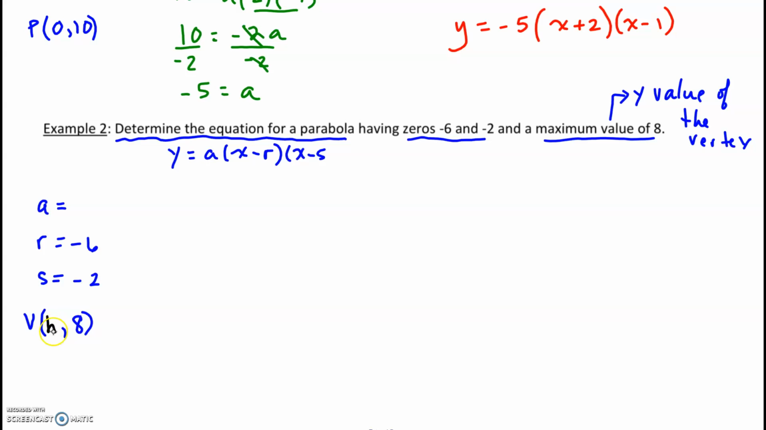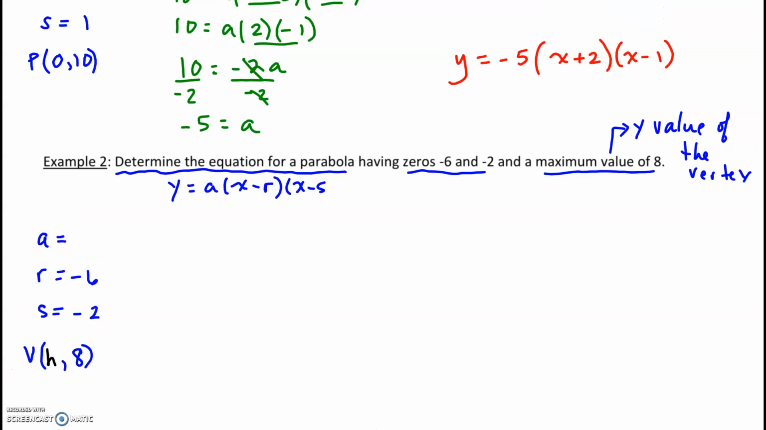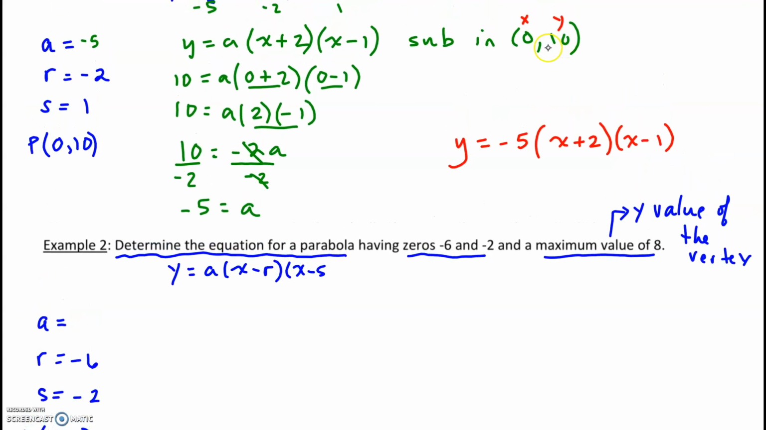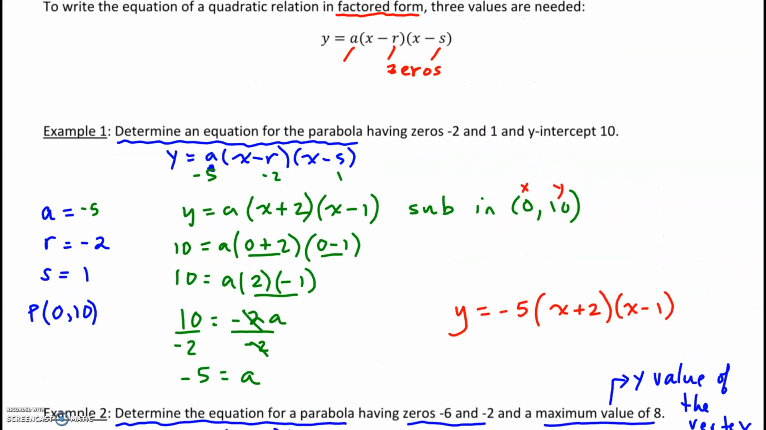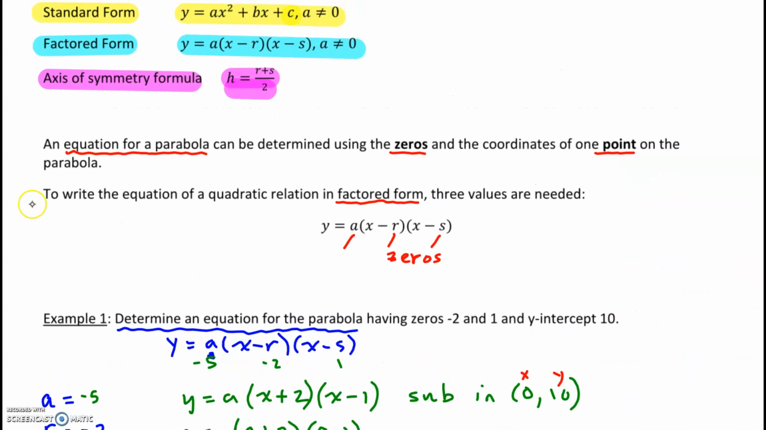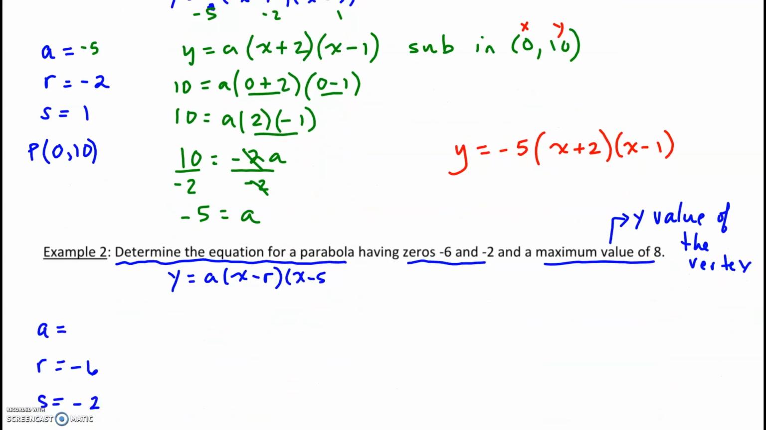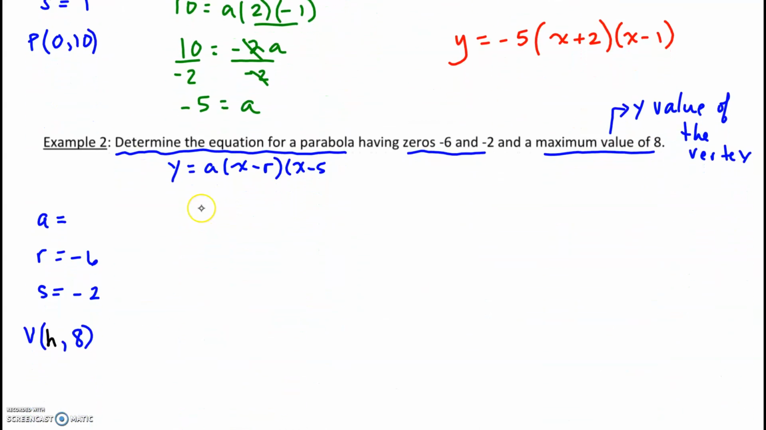Do I have a way to find h? Because I know if I have h, I have a point, and then I can do what I did in example 1. I just have to sub that point in and I'll get my a value. So let's remember, all the way at the top of our page, we do have a formula to find h, and it's right here. If I have my zeros, I just add them together, divide by 2, and that gives you the x value of my vertex. So let's go ahead and do that step first.